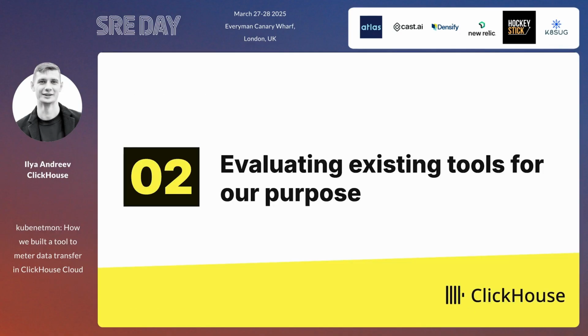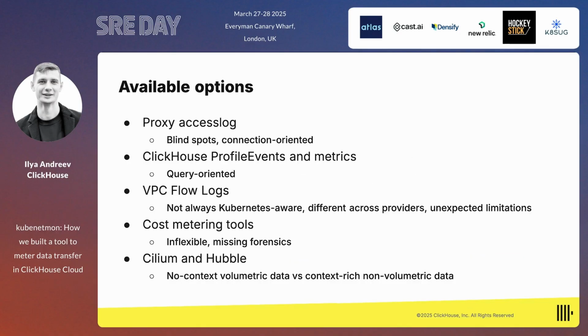So again, to go through the list of existing tools, just to sum them up, here's what we have. Proxy access log, their blind spots, and it's connection-oriented. ClickHouse, very useful for query debugging, but as a downside, query level resolution is not what we need. VPC flow logs, they're just different issues with different cloud providers and unexpected limitations that you have to research and deal with, and they're very complex. Cost metering tools, unfortunately, the data layer for them is usually something like Prometheus, so they don't support very high cardinality like we wanted, and they're usually very FinOps oriented. They're not supporting the forensics needs that we have.